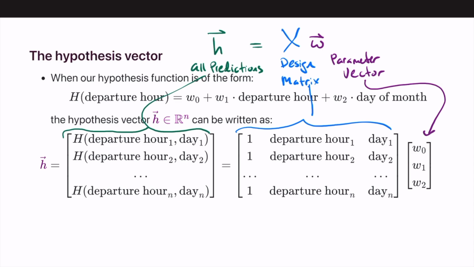And for our design matrix, remember that this is going to be an n by, in this case, we have our W naught, W sub 1, and W sub 2. So this will be an n by 3, and this is going to be a 3 by 1, because you need to be able to do this multiplication, and the inners need to match.